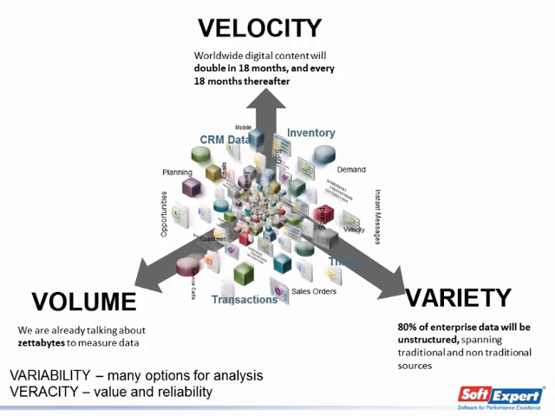Variability and veracity. So variability: many options for analysis. It's not just the content, its variety and its velocity, but the options that I have to do my analysis. So variability is when the same data can be analyzed in different ways. And veracity is the value and reliability of this information. Which of this information has a real value to my organization, has reliability, when I can support my decisions.